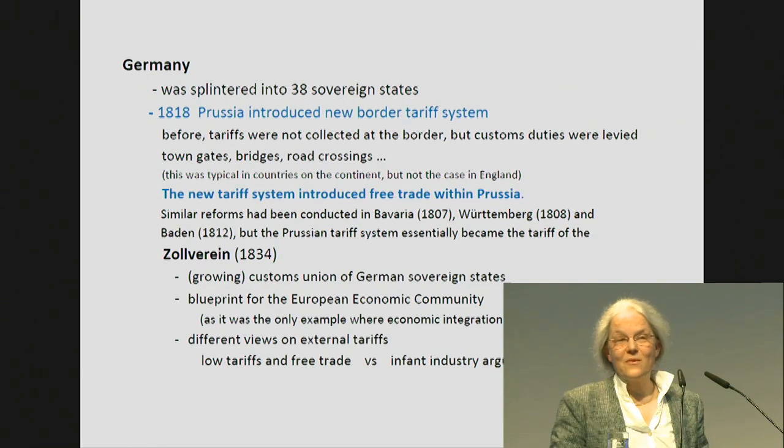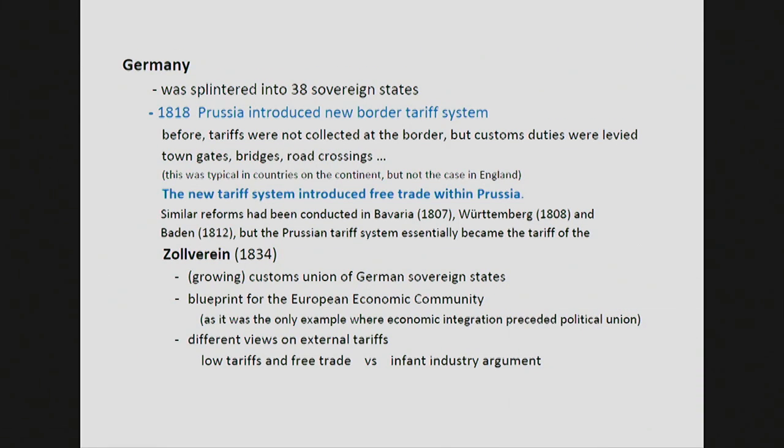Okay, just 3 remarks on the Zollverein. So it was a customs union of German sovereign states, becoming larger and larger, so gaining members. The customs union, or the Zollverein, was the blueprint for the European Economic Community, the European Union, and the Treaties of Rome in 1957 because it was the only example in history where economic integration preceded political union.